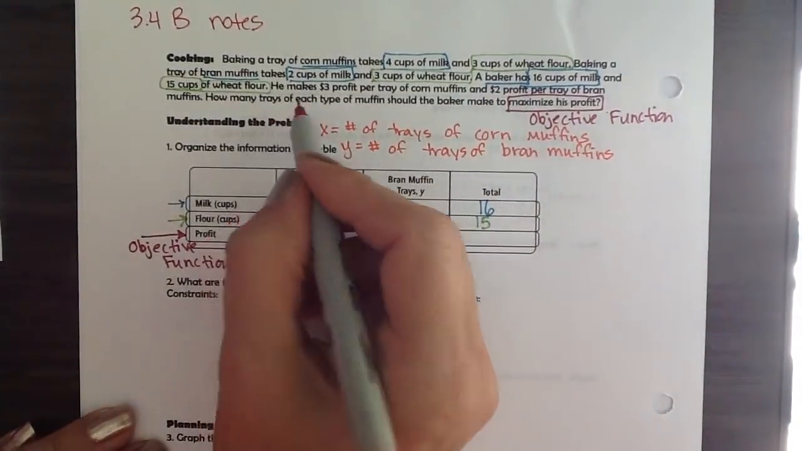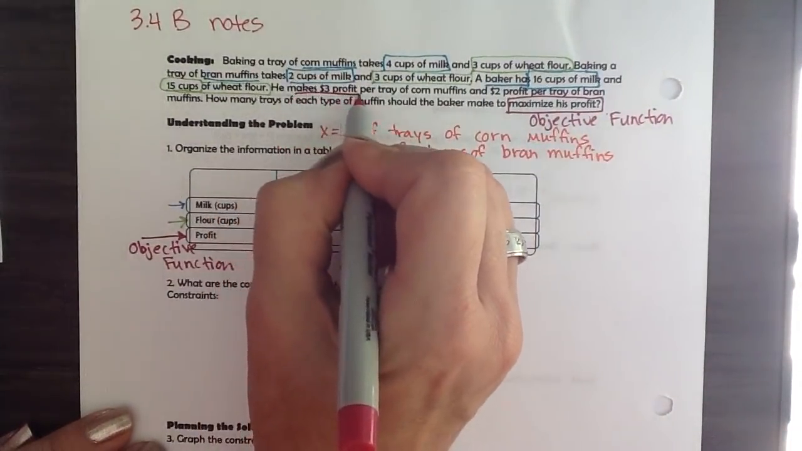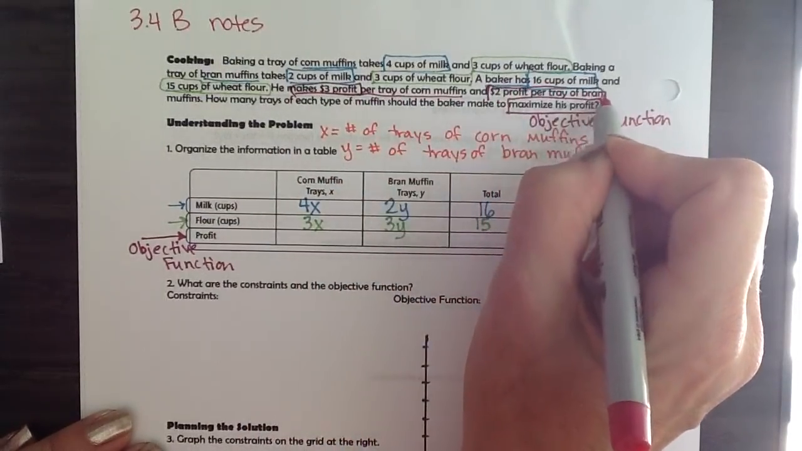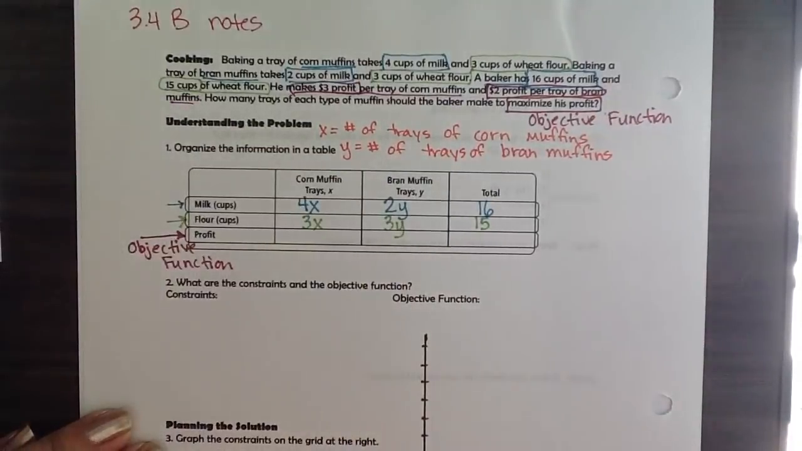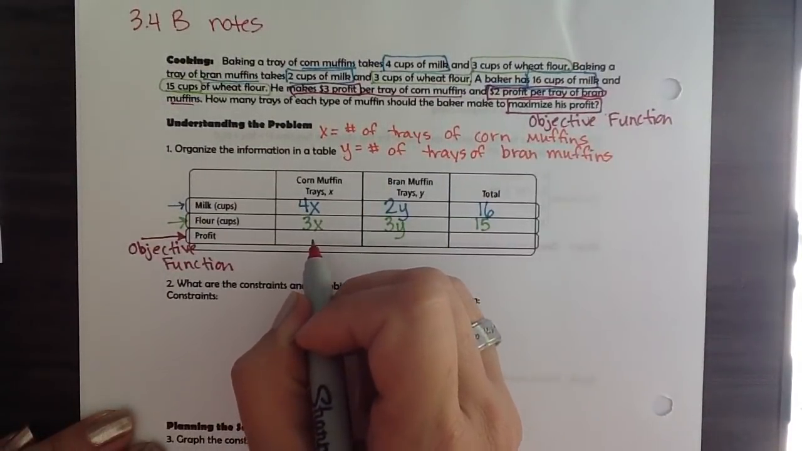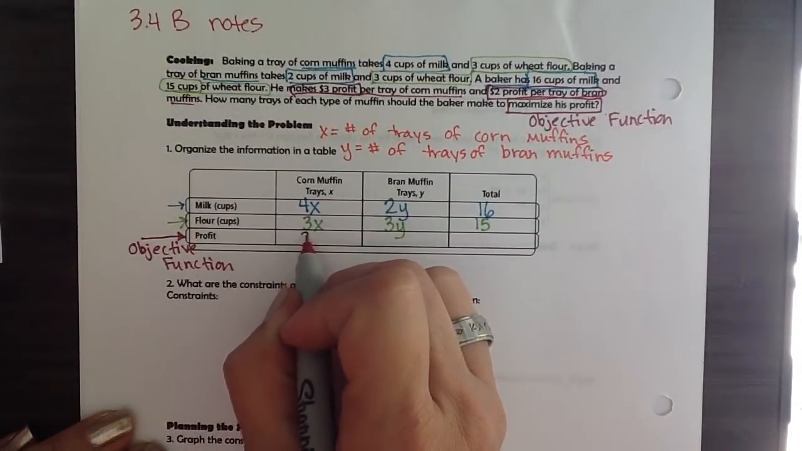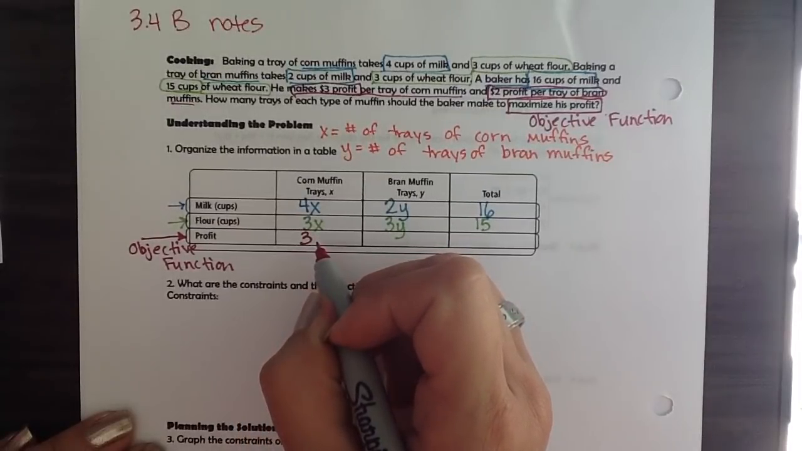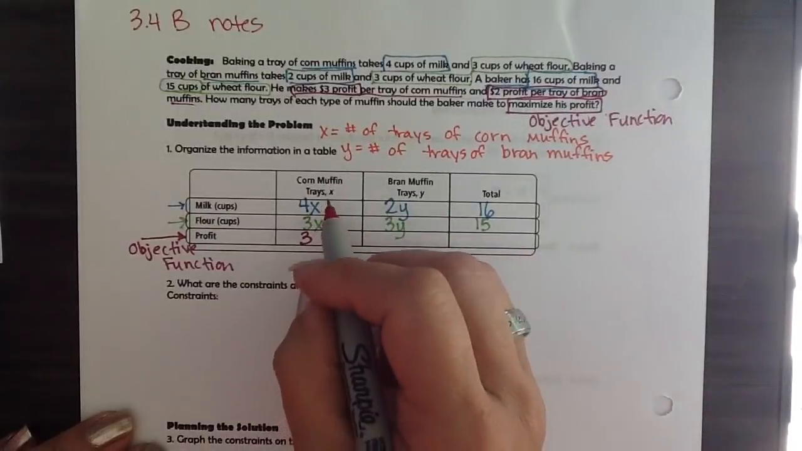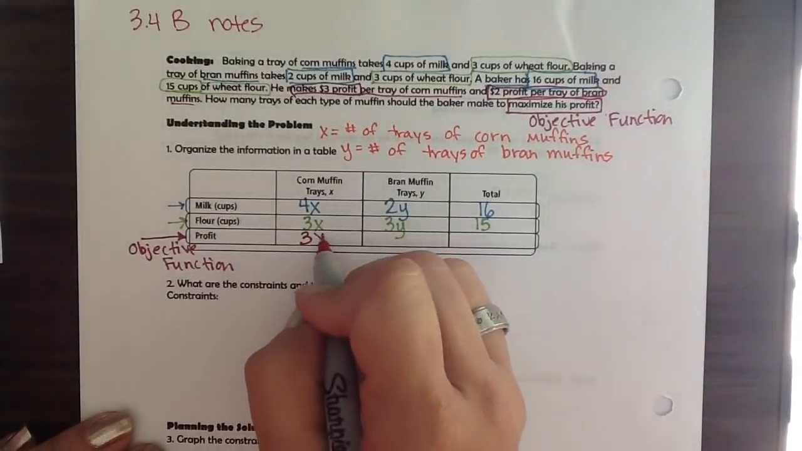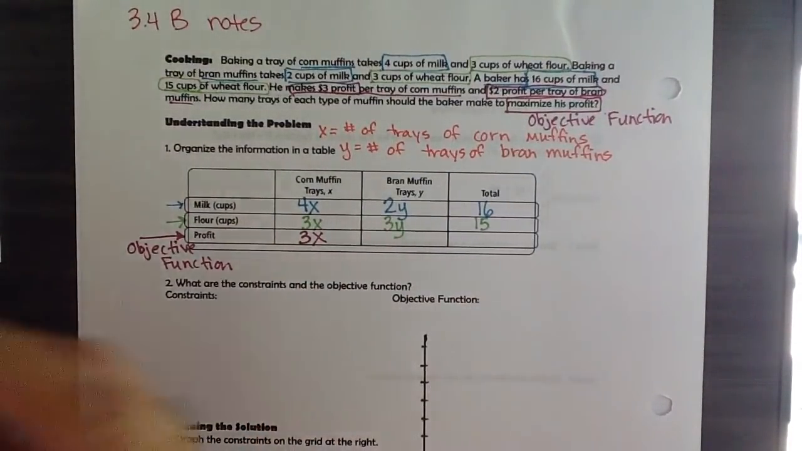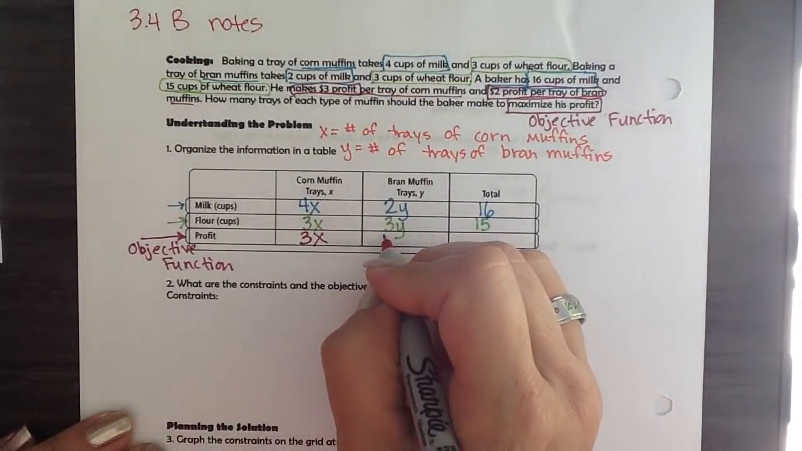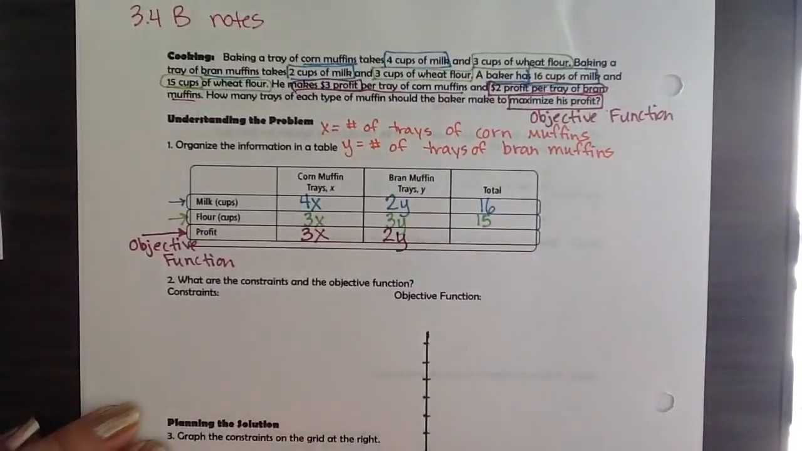It tells us that he makes $3 profit per tray of corn muffins, $2 profit per tray of bran muffins. So each tray of corn muffins is $3 profit, so that's going to be 3 for one tray, but 3 times 2 for 2 trays, and 3 times 3 for 3 trays, and eventually 3 times x for x trays. And then bran muffins will be $2 per tray, so 2 times y for bran muffins.